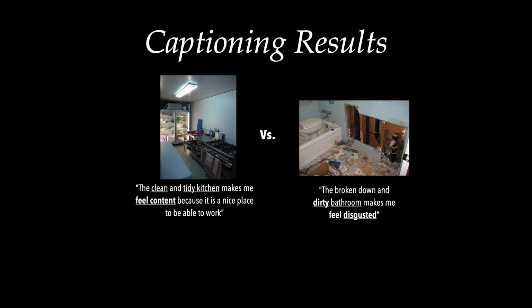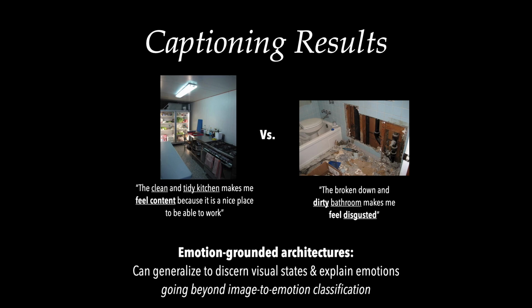Here are examples of predicted captions with an emotion-grounded architecture. The left image primarily reflects a positive emotion according to a separately trained emotion classifier, while the right one is more likely associated with a negative emotion. As shown with our captions, our systems go beyond just learning the most likely emotion underlying an image, and instead they further give information as to why that might be.